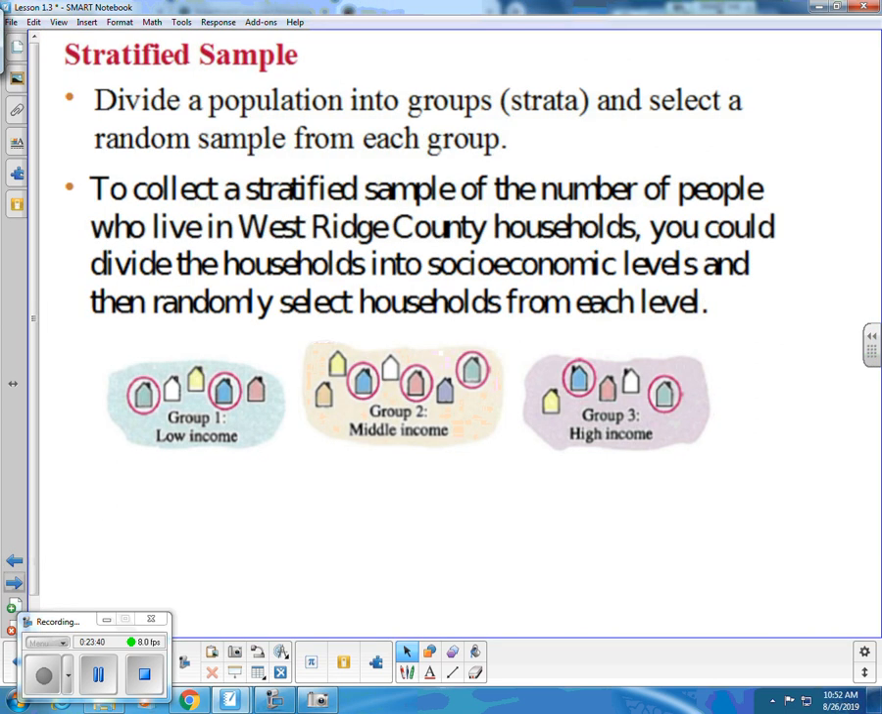A stratified sample is where you divide the population into groups and select a random sampling from each group. So notice the groups have something in common. So you have low income, middle income, high income. You've got to think of stratosphere and the different levels of the atmosphere.